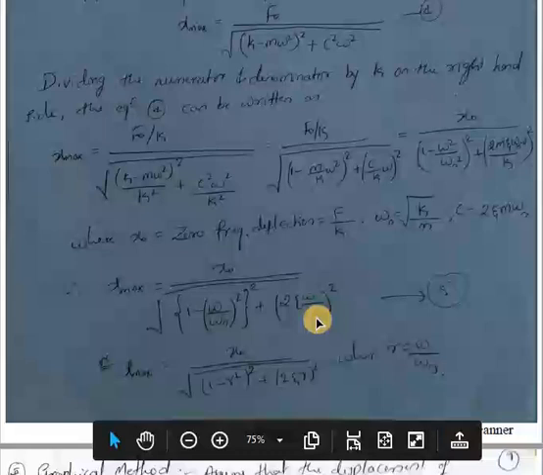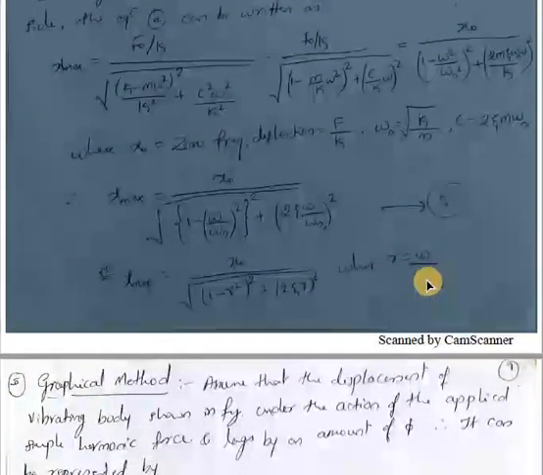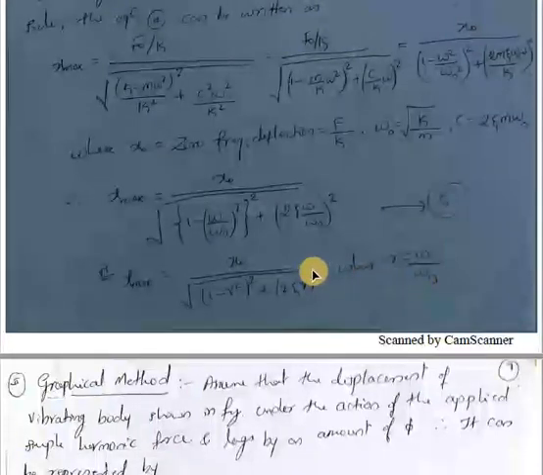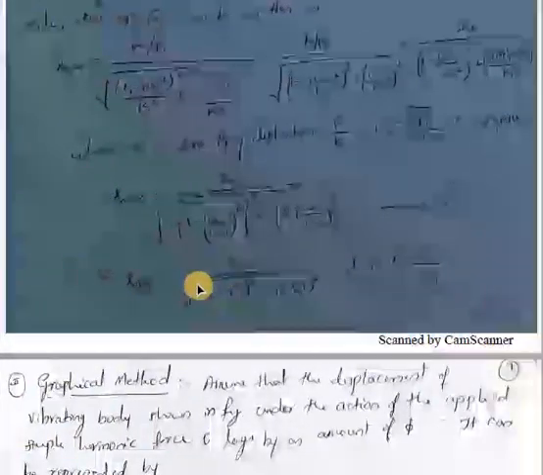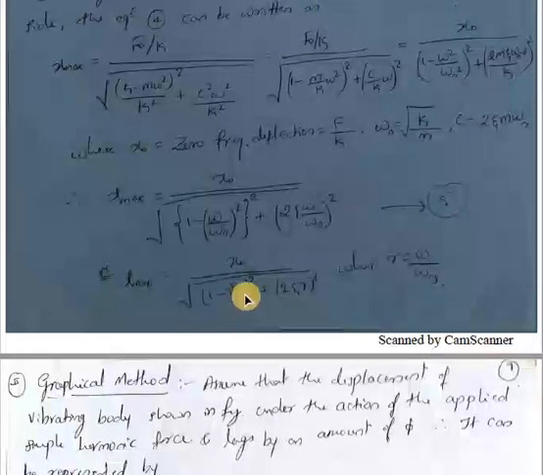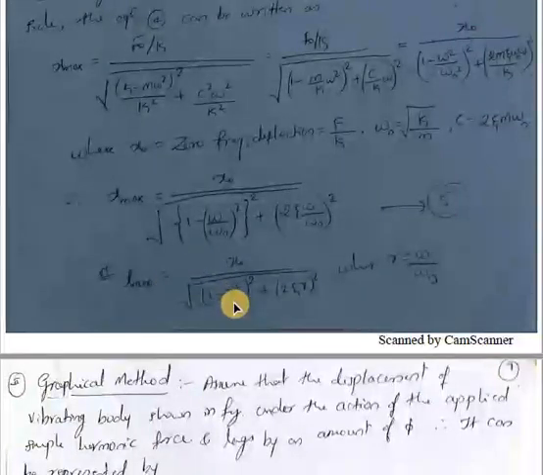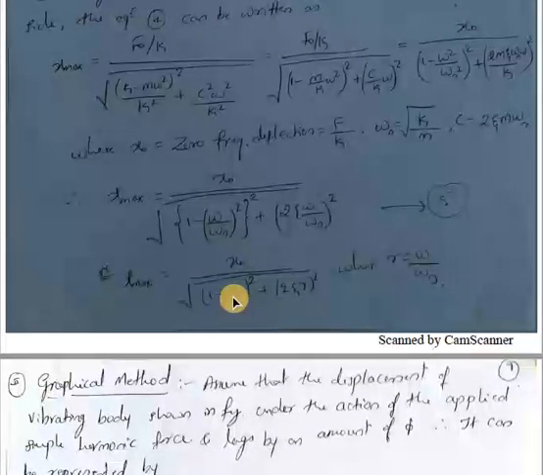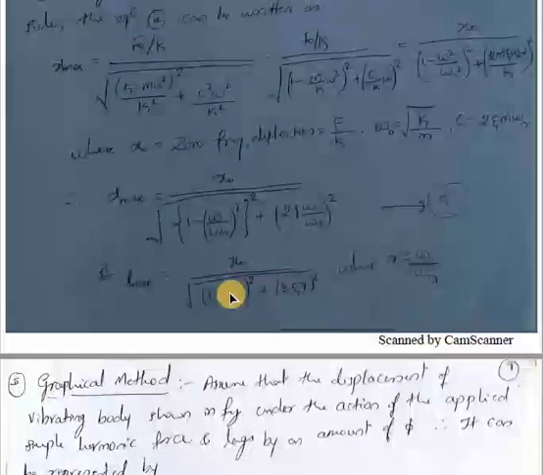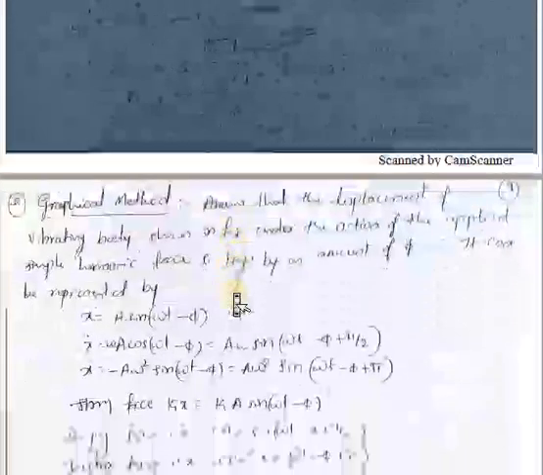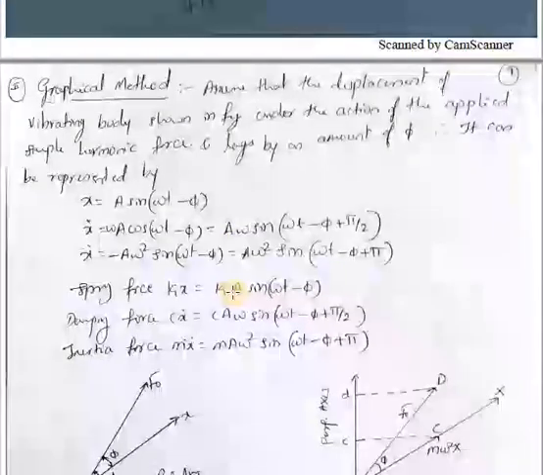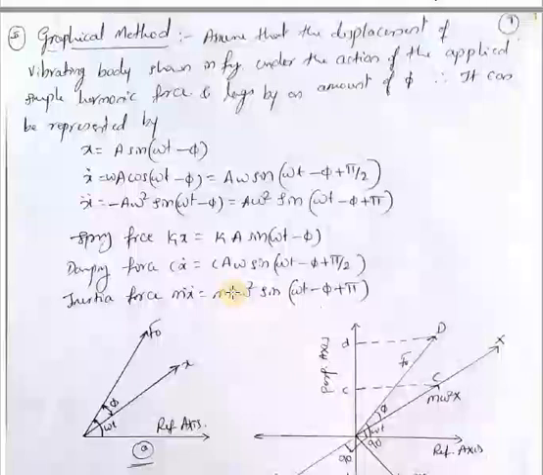Then if I resubstitute r as omega by omega n, that is the frequency ratio, I can rewrite the equation as x max as x naught divided by root of 1 minus r square whole square plus 2 zeta r whole square. So remember this in the form of r only, it will be easy to remember the equation. These equations you have to remember to solve the problems. Then the second method is the graphical method, which we are going to discuss now.